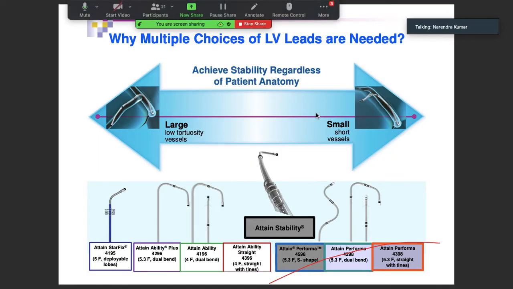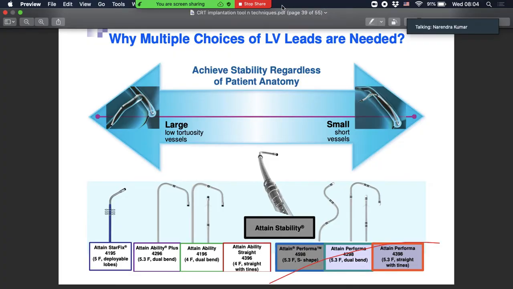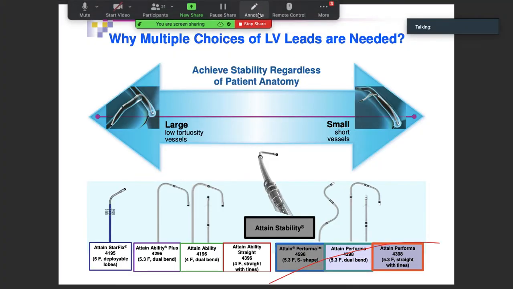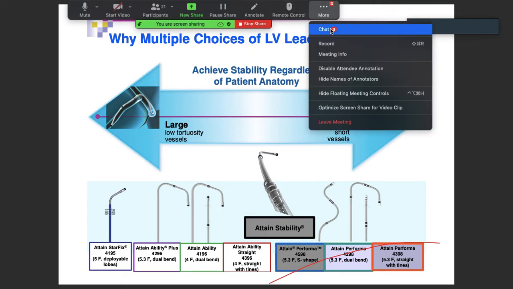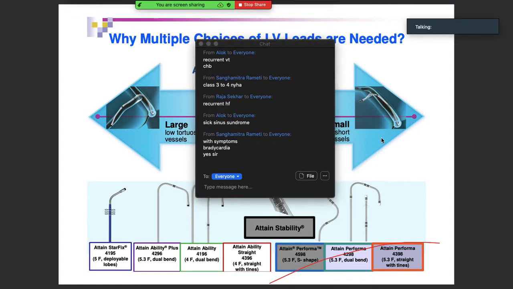How many of you have been able to assist any of these pacemaker implantations so far on a practical basis? Okay. Good afternoon, sir. Yeah, please use the chat box. Sir, I have seen. Okay, sir. You have seen.